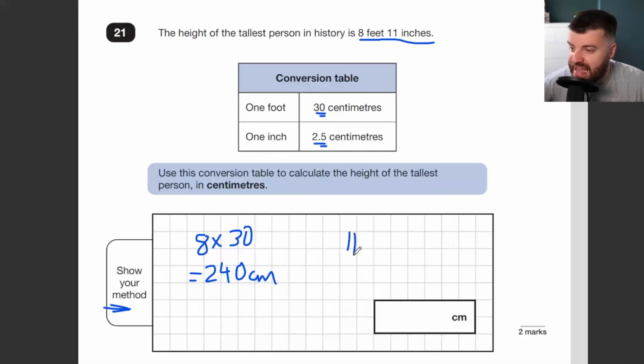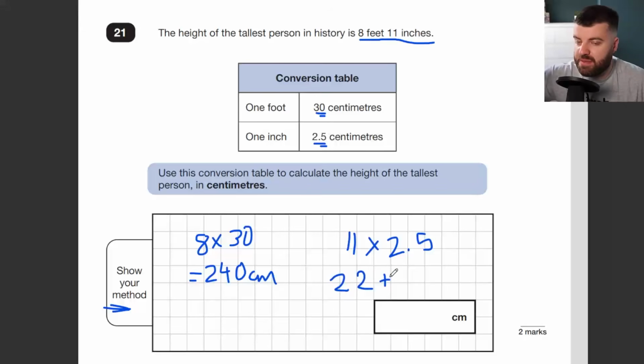Then we have over here 11 inches multiplied by 2.5. So to multiply by 2.5, you can multiply by 2. We get 22. And then multiply by 0.5, which is the same as halving. Half of 11 is 5.5. So we add these up and we get 27.5.